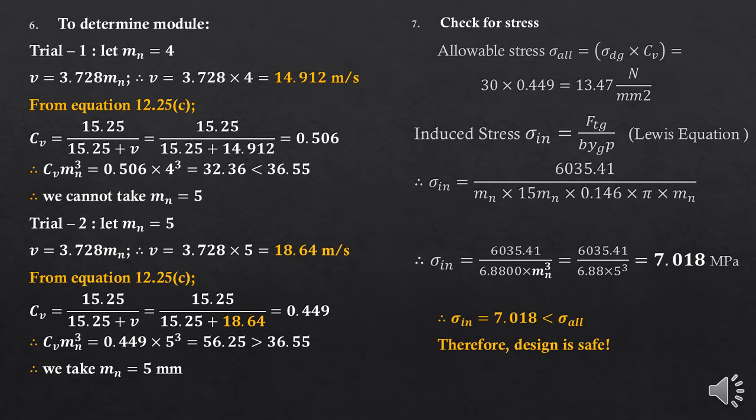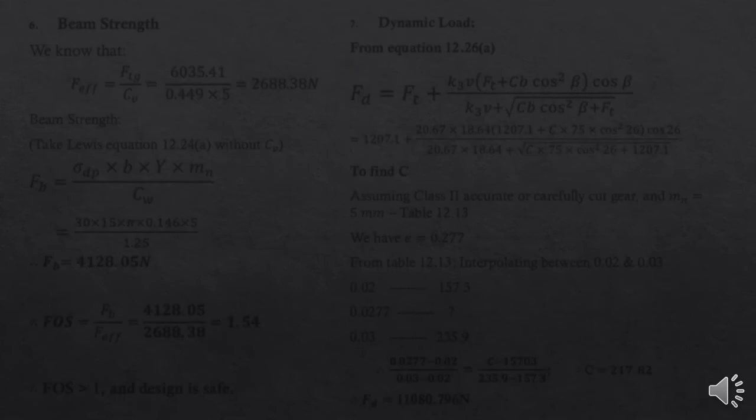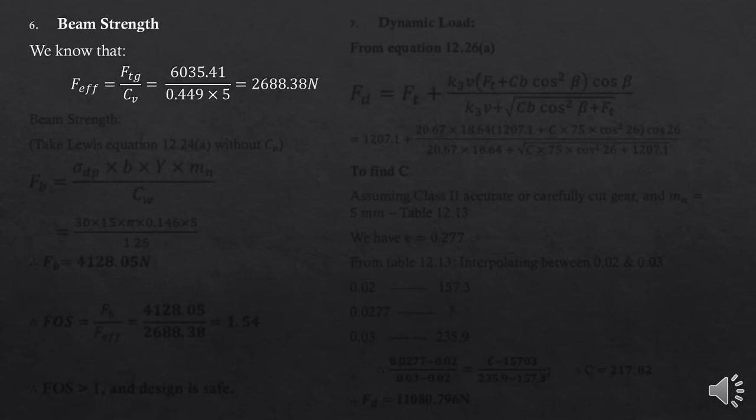Now we will go ahead and check for beam strength as well in the next slide. Okay, so let's check for the beam strength. We will have to begin by calculating the effective force, that is dividing the tangential tooth load of the gear by the velocity factor, and we get it as 2688.38 Newton. Okay, this is the effective force.